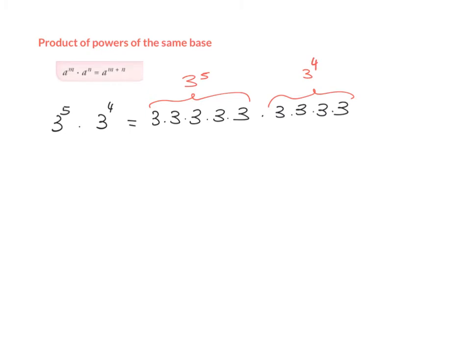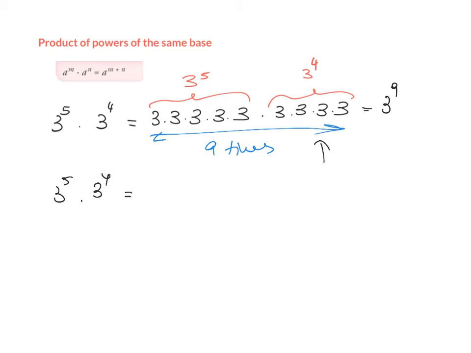If we look at this expression, we see that we have here 9 3s. So the 3 is being multiplied by itself 9 times. So it means that what we have is 3 to the 9th. Okay, so if we have a product of powers of the same base, instead of doing what we've done here, we can just add the exponents up, and we will have the same result. This is the first property.